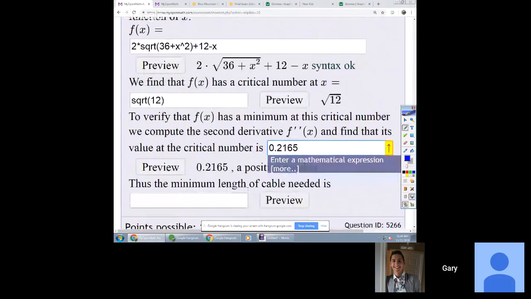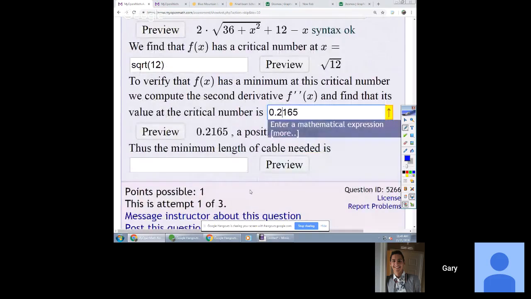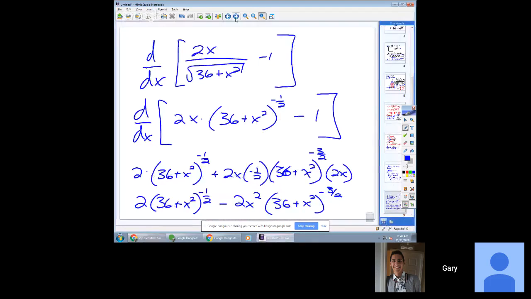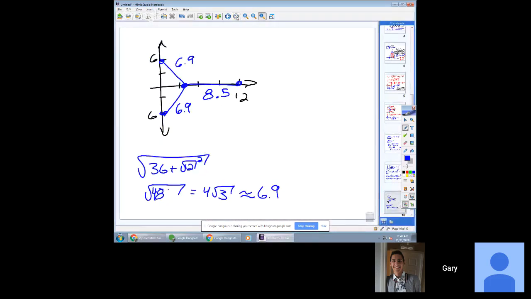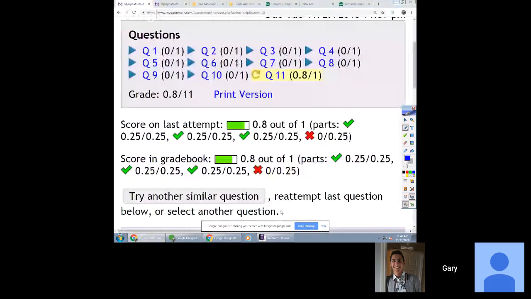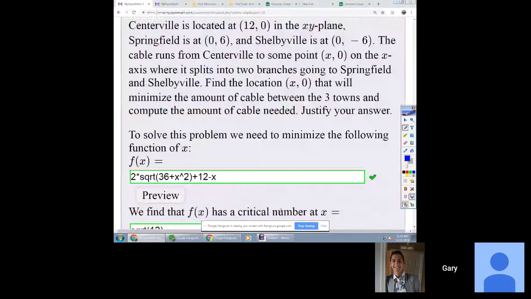And then the minimum length of the cable is, did we calculate that? We did. What is it? 22.3-ish. Is that going to be enough accuracy? Let's see. I just roughed it out there. It's probably not going to be accurate enough. Submit. And it didn't like that last one. So it wants a little more detail there.